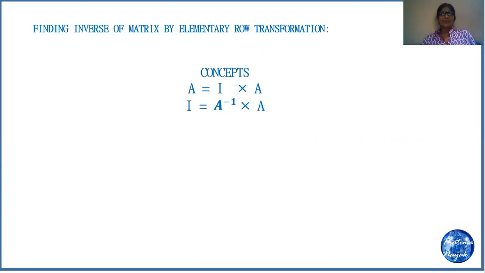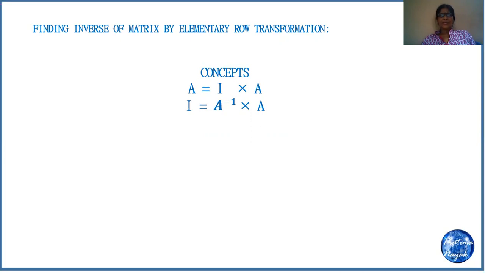Here the concept we use is A equals I times A. That means any matrix, of course it must be a square matrix, then only you can find the inverse, is the identity matrix multiplied by the matrix itself. In the same way, the identity matrix is equal to the product of the inverse matrix and the matrix. So we'll write A and change it to the next step I, so that automatically the identity matrix will change into the inverse matrix.